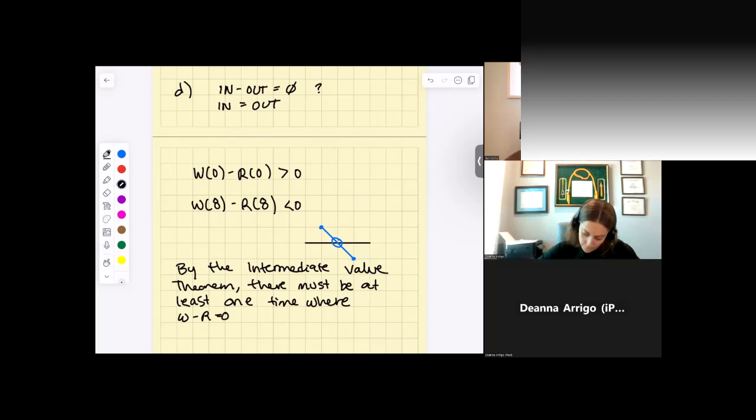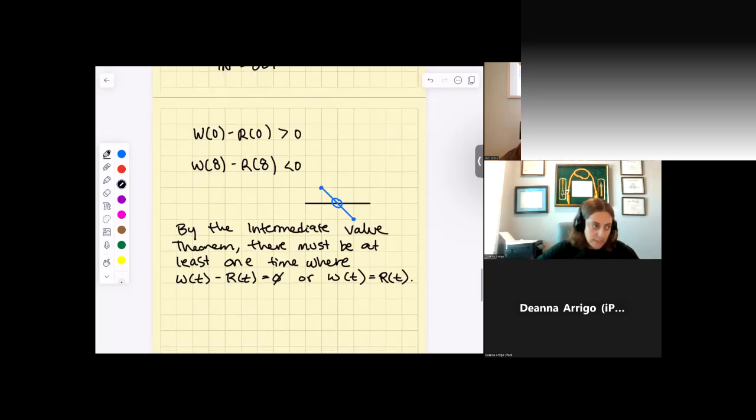I guess to be accurate, I would put W of t minus R of t equals 0. And you can say it your way too. You could say where water coming in is equal to water coming out. Cool.